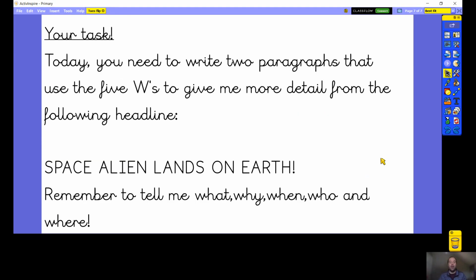So you need to write a couple of paragraphs. They should be quite lengthy as well, not 5-6 lines each, about the 5 Ws, about that headline, Space Alien Lands on Earth. That is your task today.